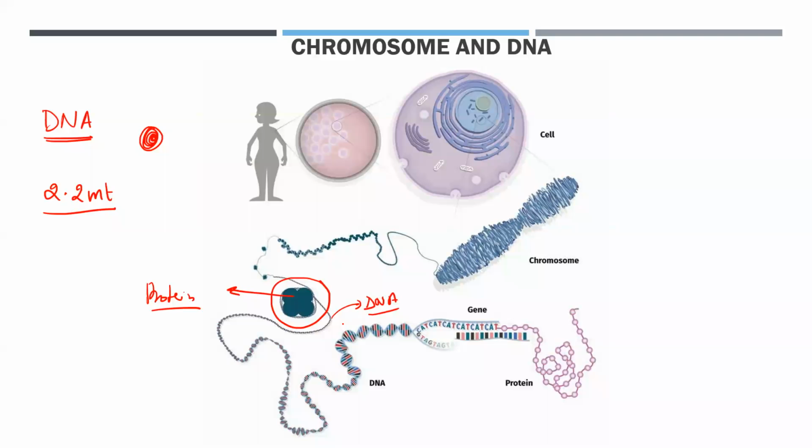So if we open up the chromosome, what we will get out of it? Protein and DNA. Is this clear to everyone? Yes, sir. Sir, please repeat it again. Okay, I'm just saying that if we open up the chromosome, we will get DNA and protein out of it.